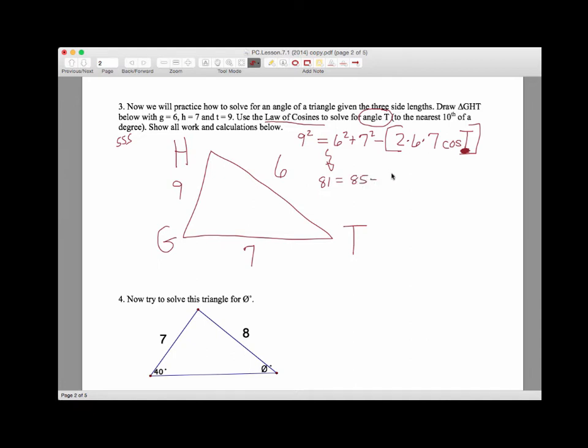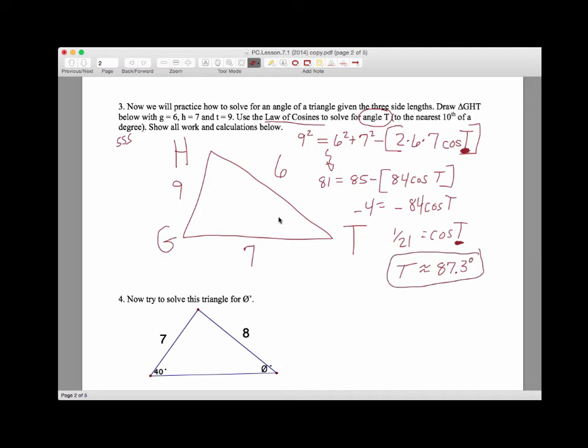81 should equal 85 minus quantity of 84 cosine of T. Subtract 85 from both sides. You get negative 4 equals negative 84 cosine T. Divide by negative 84 on both sides. You get 1/21 equals cosine of T. Now we do inverse cosine to find the angle. Inverse cosine of 1/21 gives us that T is approximately 87.3 degrees. There's our angle. So you can use the law of cosines to find angles in a triangle where the three sides are given to you.